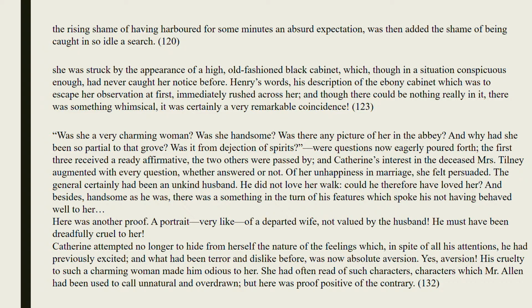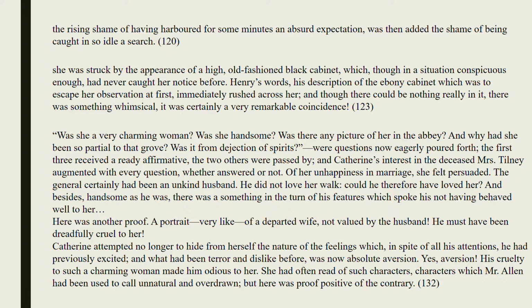The general certainly had been an unkind husband. He did not love her walk. Could he therefore have loved her? And besides, handsome as he was, there was something in his turn of features which spoke of his not having behaved well to her. Here was another proof, a portrait, very like of a departed wife, not valued by the husband. He must have been dreadfully cruel to her.